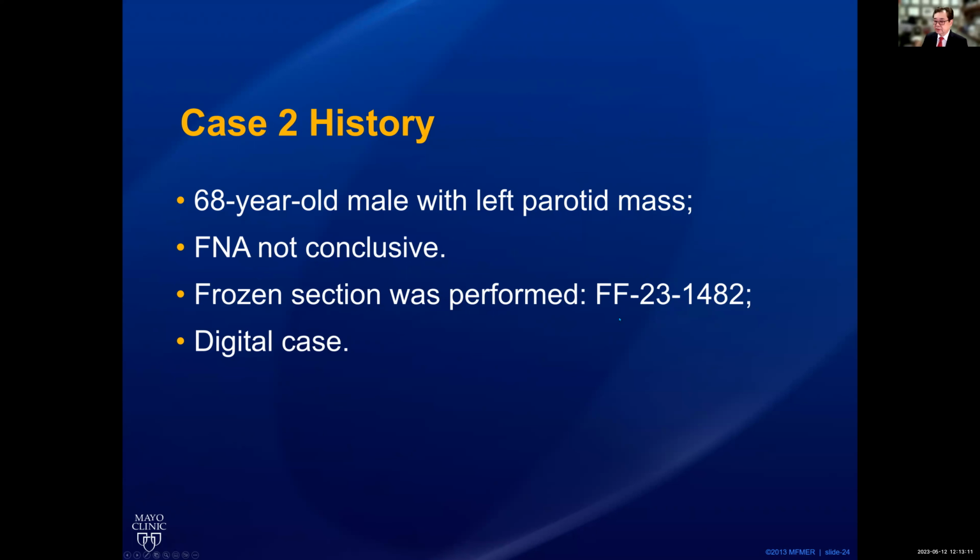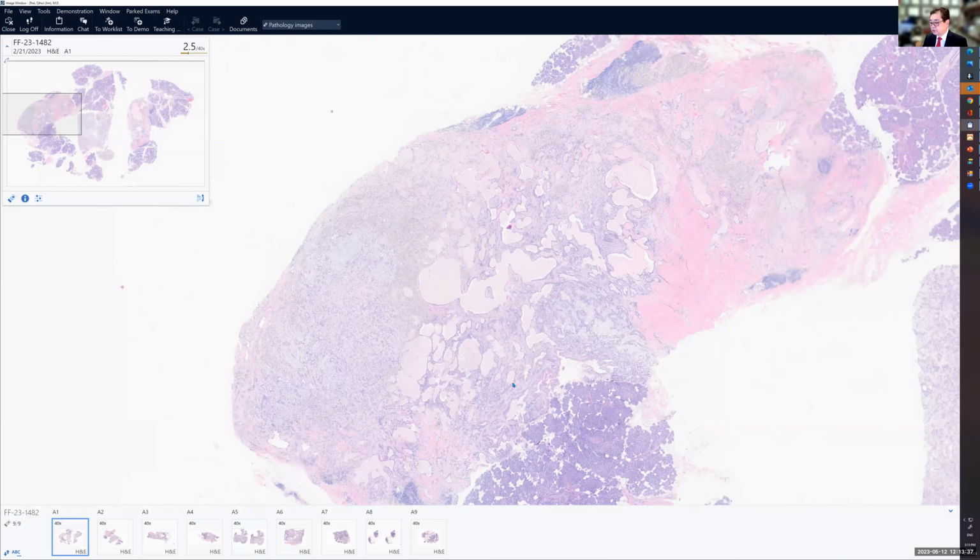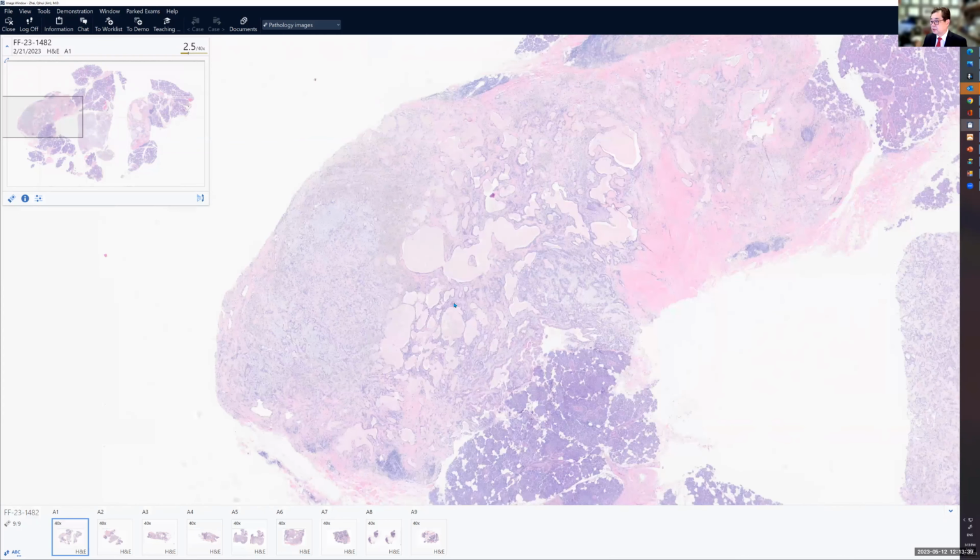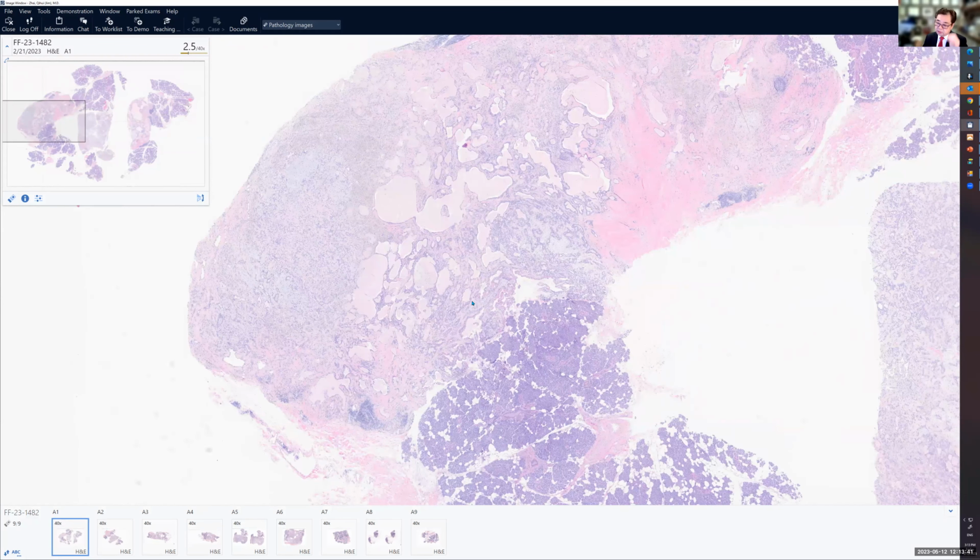And the second case is a 68-year-old male with a left parotid mass, and the finding on aspiration was not conclusive, so frozen section was performed. Here I want to use this opportunity to show the digital sign-out we have. Basically this is a scanned case, and we really don't have to stay in the office to sign out cases, because I have a complete setup at home.